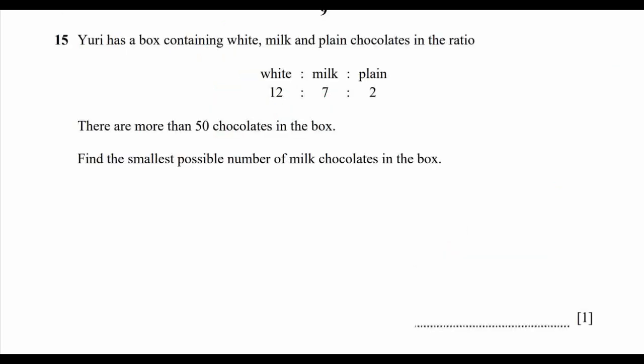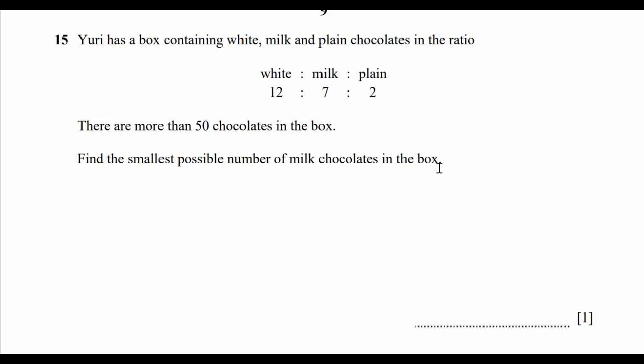Next, question 15. Yuri has a box containing white, milk and plain chocolates in the ratio 12 to 7 to 2. There are more than 50 chocolates in the box. Find the smallest possible number of milk chocolates in the box. 10 seconds from now. 10, 9, 8, 7, 6, 5, 4, 3.